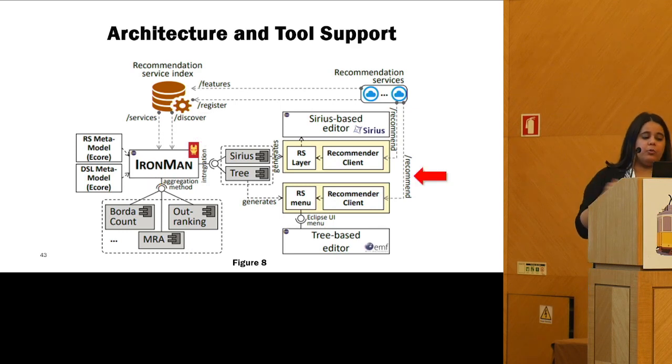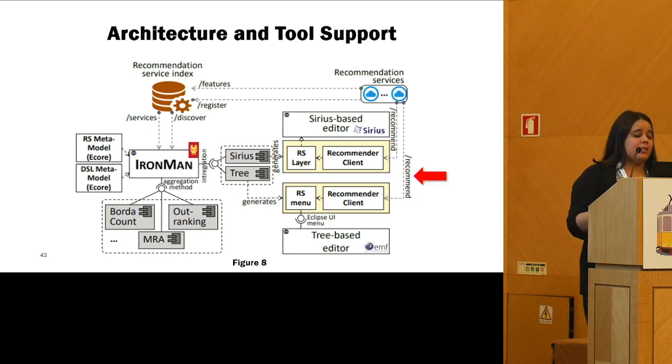In both cases, they go directly to request the recommendation through the recommendation services API. In the case of Sirius editors, they go to the recommendation system layer, which is a layer provided by Sirius, where we inject these recommendations. And in the case of the tree-based editors, we directly inject them in the menu. In these cases, all of these integrations are done without changing source code or anything. It's just using the layers of the menu available in the different tools.